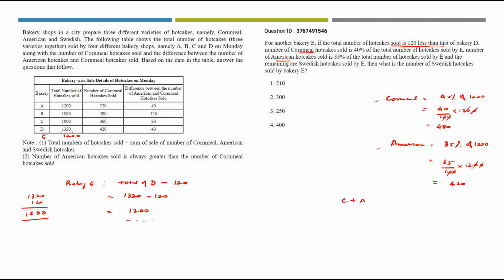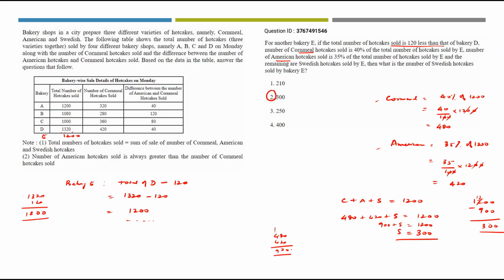Now we know C plus A plus S. Cornmeal, American, Swedish sum will be equal to 1200. So this is 480 plus 420 plus Swedish is equal to 1200. S will be equal to 1200 minus, what is 480 plus 420? It is 900. So we are subtracting 900. 12 minus 9 will give 3. So the total number of Swedish hotcakes sold by Bakery E will be 300. Option number 2 will be the right answer. So I will even add one more step here for clarity.